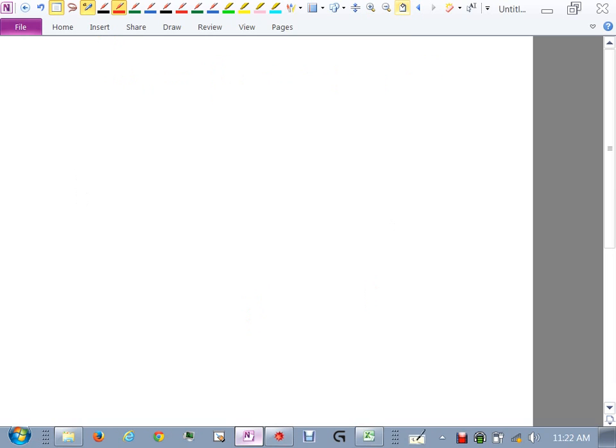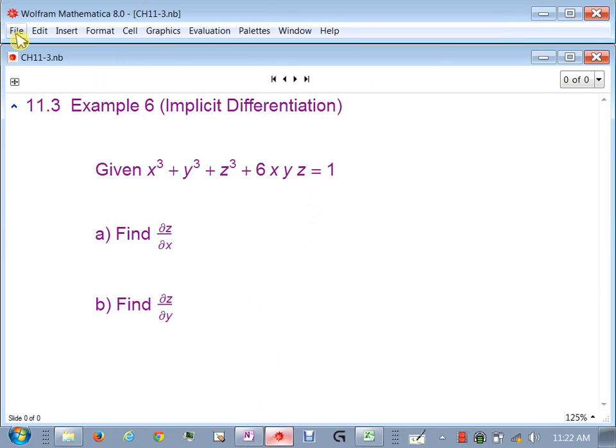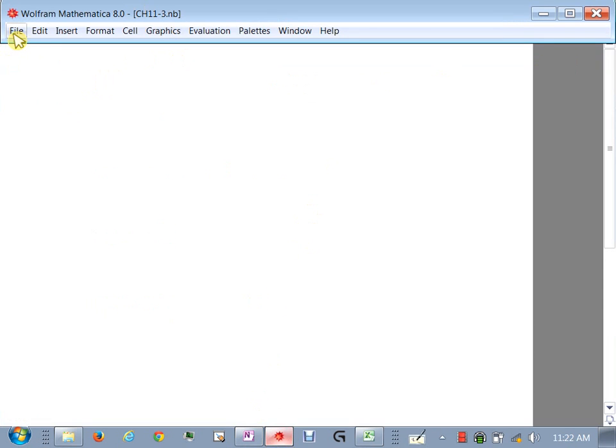I'm trying to make this hopefully useful at some point later down the road for you. All right, that's it for 11.3. 11.4 is next. 11.4 is a pretty short section.